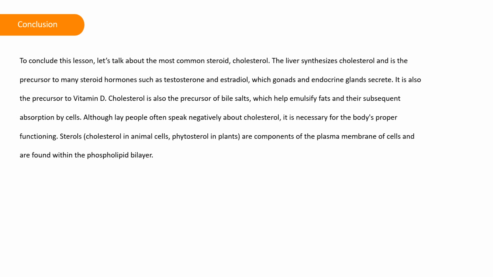Although lay people often speak negatively about cholesterol, it is necessary for the body's proper functioning. Sterols, cholesterol in animal cells, phytosterol in plants, are components of the plasma membrane of cells and are found within the phospholipid bilayer.